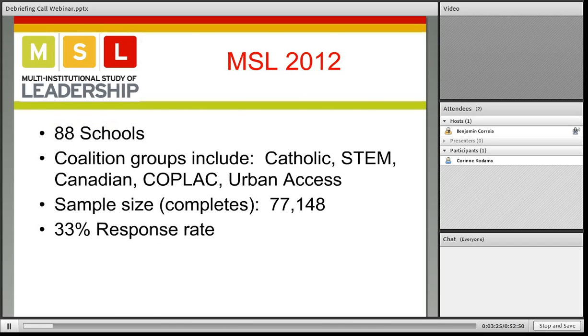This year we had 88 schools participating in the MSL. A nice large group here. We had 5 coalitions: a Catholic, STEM, Canadian, COPLAC, which is the Coalition of Public Liberal Arts Colleges, and Urban Access. We had a 33% overall response rate, which is a pretty good response rate, on par with web-based surveys.